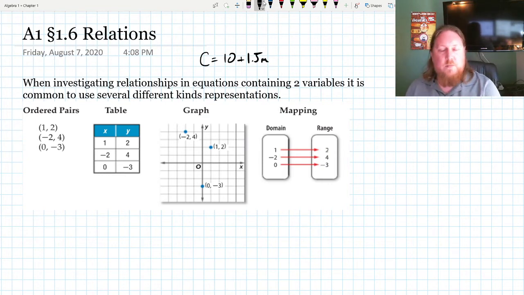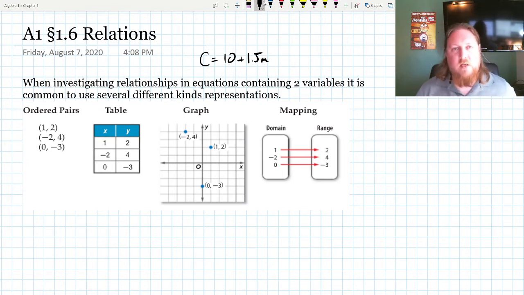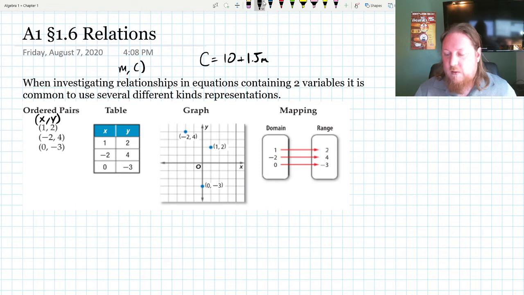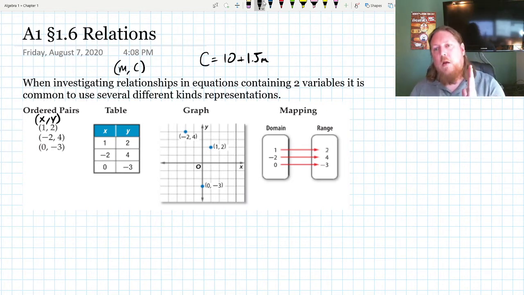The equation is just very mathematical. The other ones are visual in some way. Ordered pairs are just a bunch of ordered pairs like you would have on a coordinate plane. Remember, it's always x comma y when you're putting it on an ordered plane. For example, in this problem here, it would be m comma capital C. We'll talk about that more in a little bit, but generally we talk about it generically, x comma y, because that's what we would do when we were going to graph it.